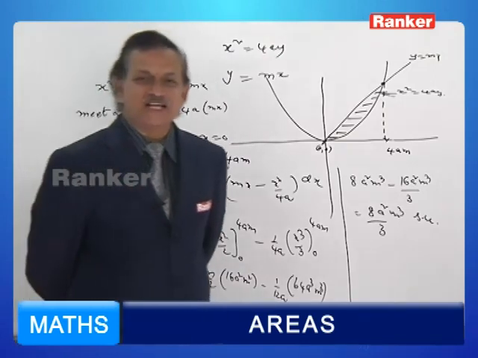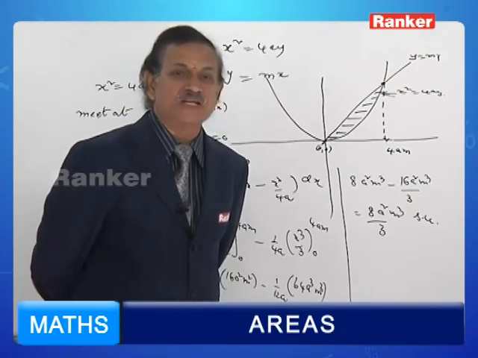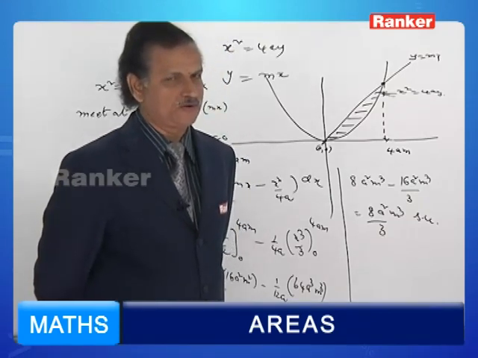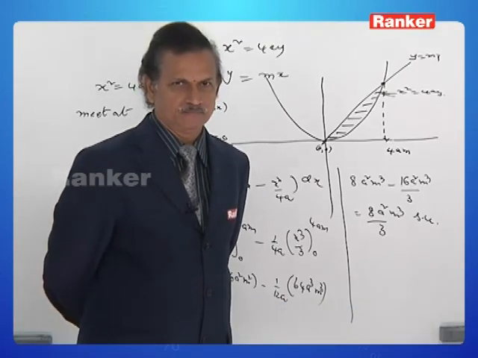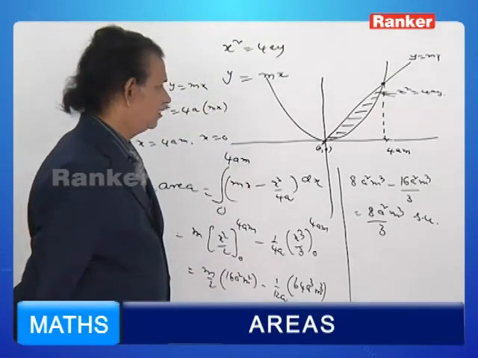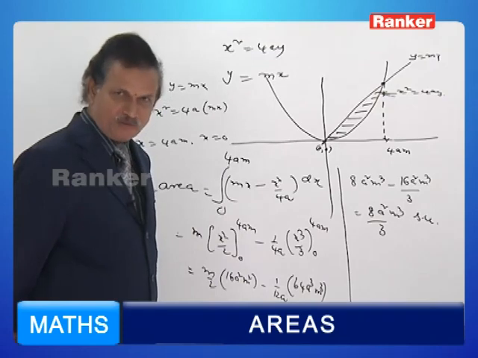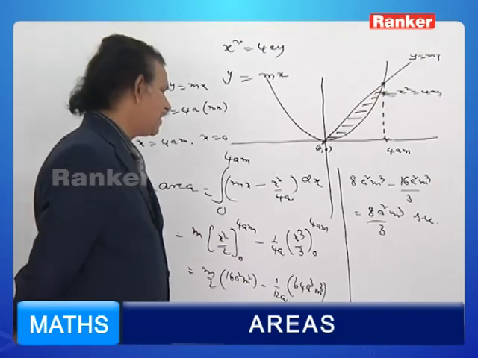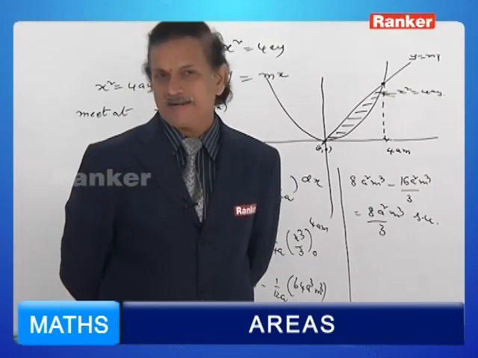Well, my dear, there is a very little difference between the answers when the parabola is y square is equal to 4ax and the parabola is x square is equal to 4ay, with the intersection of the line y is equal to mx. One answer is simply 8a square by 3m cube. In the denominator, m cube will be there. And the second answer is 8a square by 3 into m cube. M cube lies in the numerator.